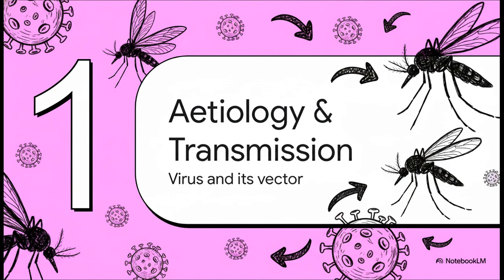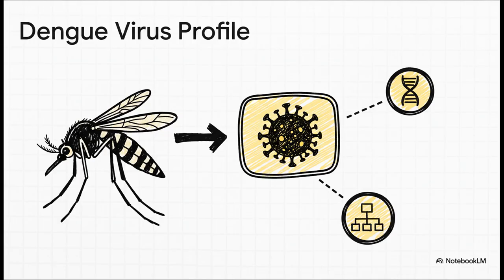Okay, first up, etiology and transmission. Let's get to the bottom of the virus itself and how it gets around. So what exactly are we dealing with here? Well, the dengue virus is an RNA virus, and it belongs to the flavivirus genus. You'll recognize that family. It's the same one that includes Zika and West Nile. But the critical piece of the puzzle for us is the vector, the Aedes aegypti mosquito.